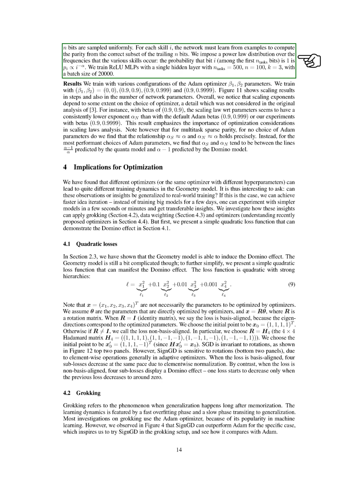The trailing bits are chosen randomly. Our network needs to learn how to compute the parity from the correct subset of these trailing bits. We apply a power law distribution to the occurrence of the various skills, meaning the chance of a specific bit being 1 decreases with its index. We train our models using ReLU multi-layer perceptrons with a single hidden layer, setting specific parameters for the number of tasks, bits, and batch size.